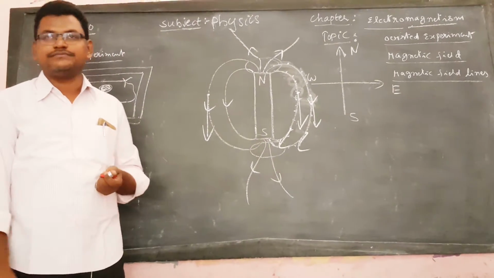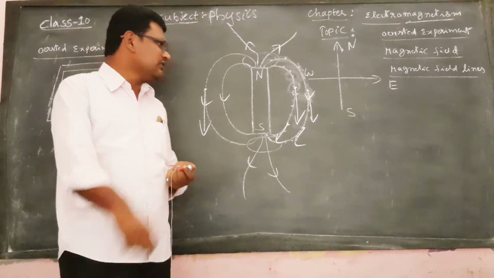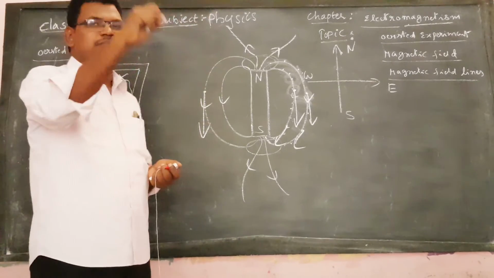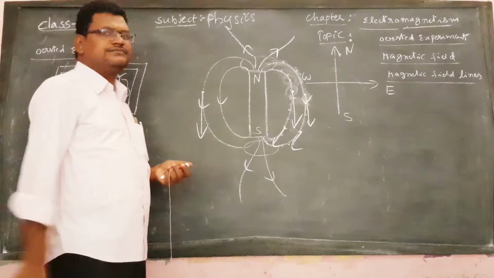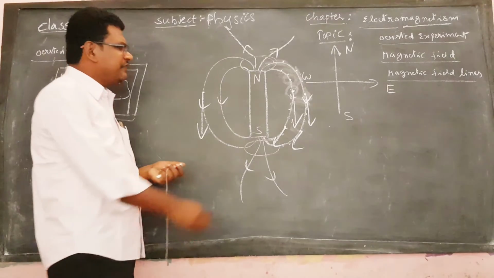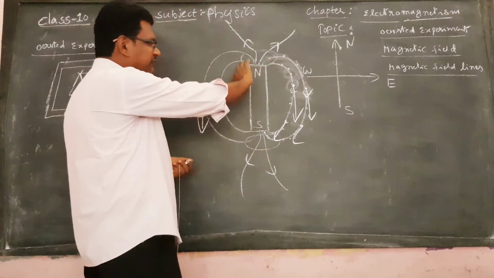So the bar magnet gives a non-uniform magnetic field. Now let us see the characteristics of magnetic field lines.